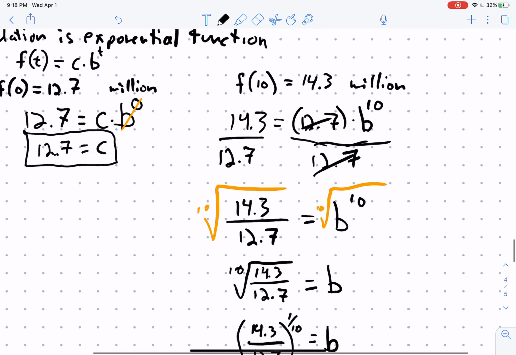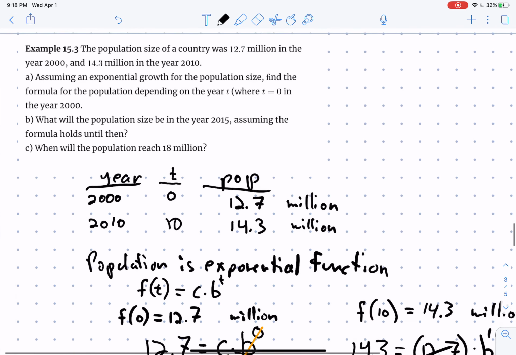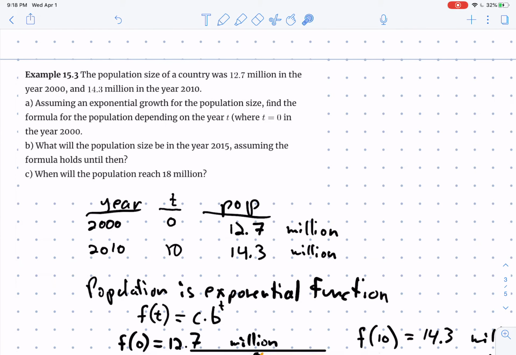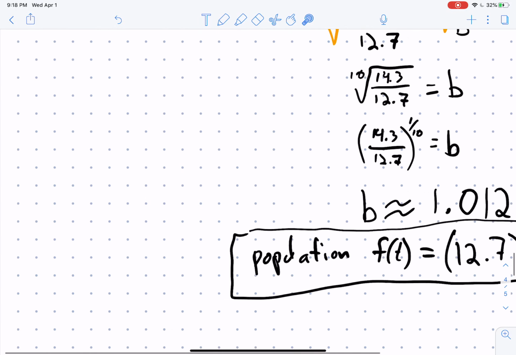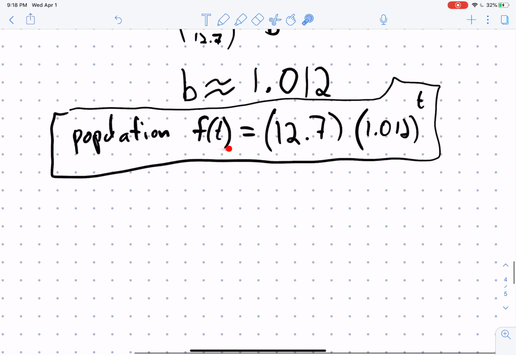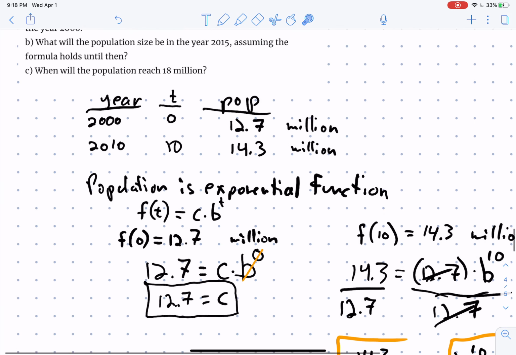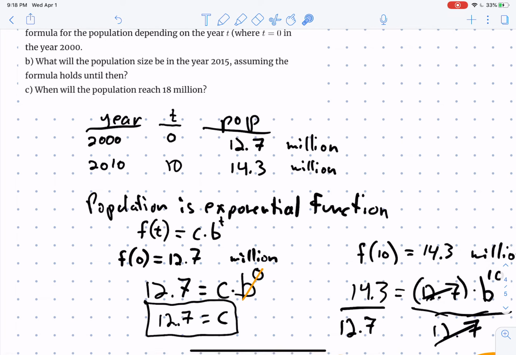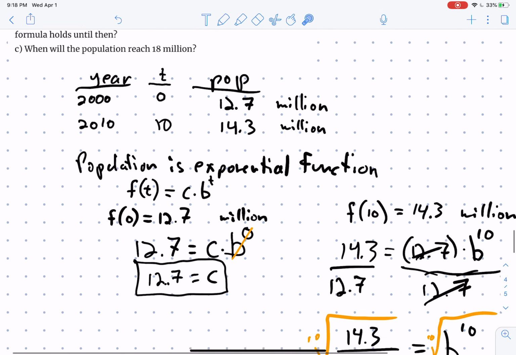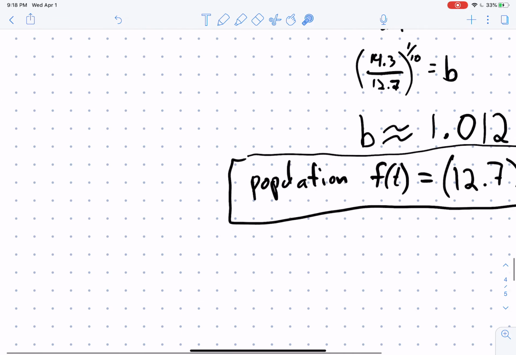Okay. So we've answered now part A. Find a formula for the population depending on the year t. Here's our formula: f of t is 12.7 times 1.012 to the t. Next. What will the population size be in the year 2015, assuming the formula holds until then? So this is part B.